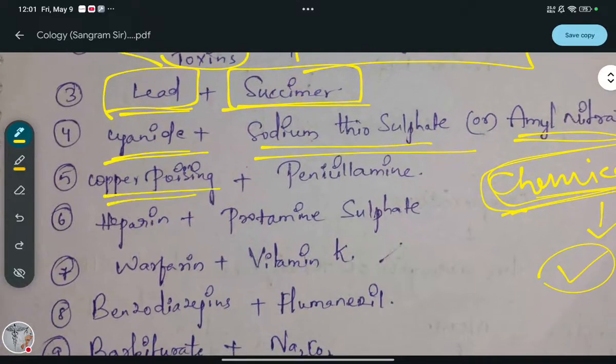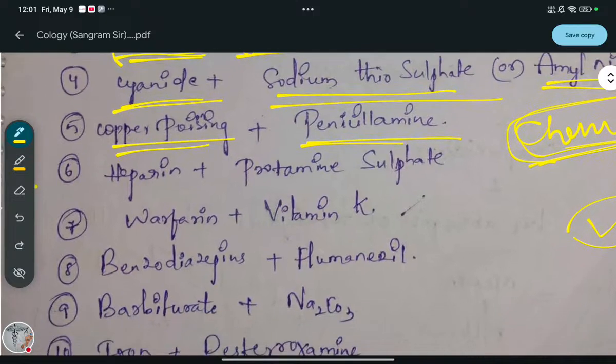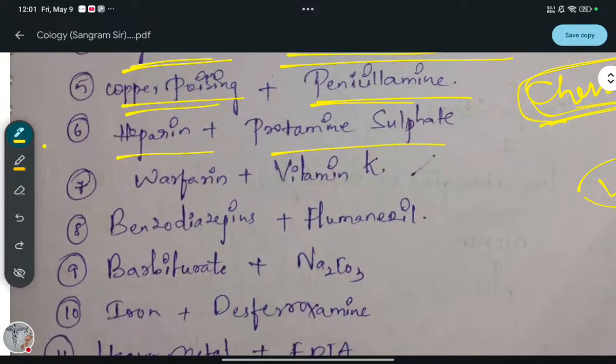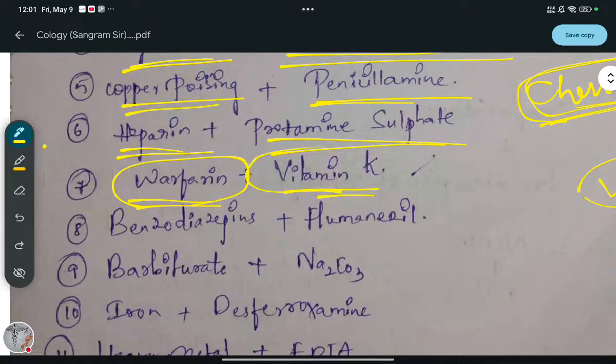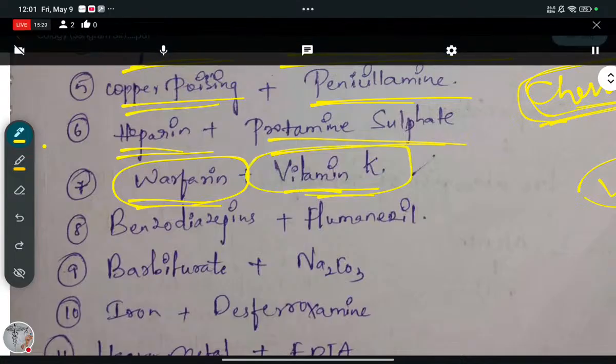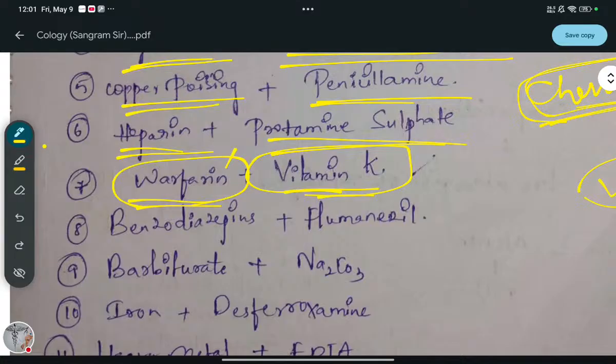Next, copper poisoning can be treated with penicillamine. Next, heparin can be treated with protamine sulfate. So these will show chemical antagonism. Heparin along with protamine sulfate. Warfarin along with vitamin K. Warfarin is an anticoagulant, whereas vitamin K is a coagulant. So when anticoagulant and coagulant both show their effect, antagonism will definitely take place.